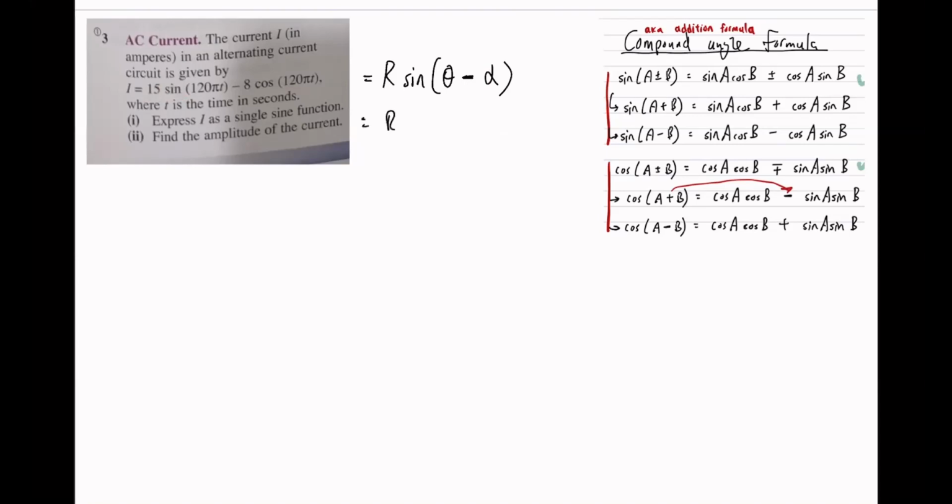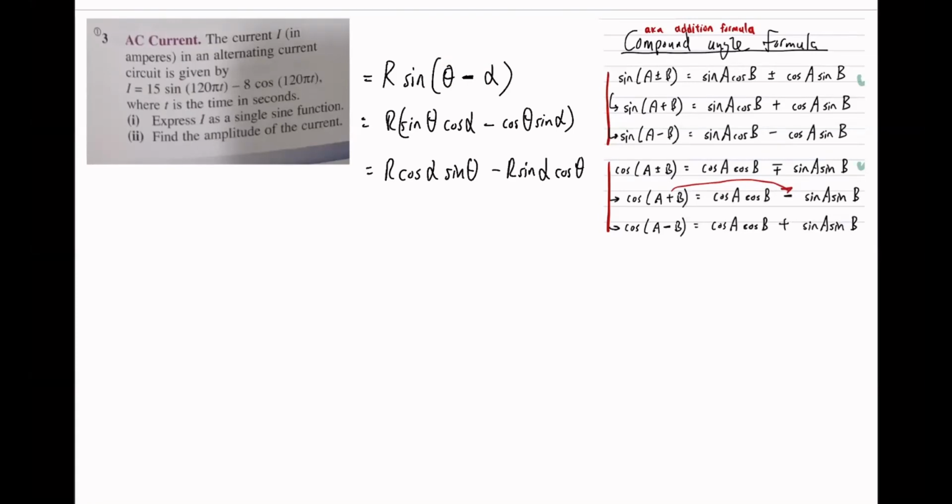So we expand it and see what we get. R sine theta cos alpha minus cos theta sine alpha. Distribute the r, we get r cos alpha sine theta minus r sine alpha cosine theta. Compare coefficients. Sorry, I made a mistake here. I used theta, but actually the variable they use here is what? T. Actually not just that. They didn't use just t, they use 120 pi t. Can you see that?